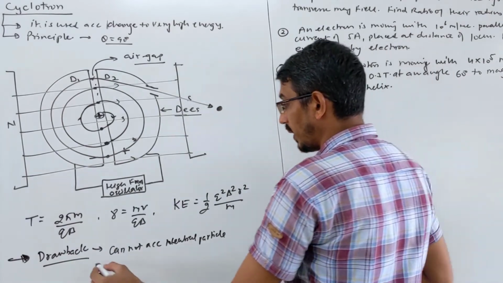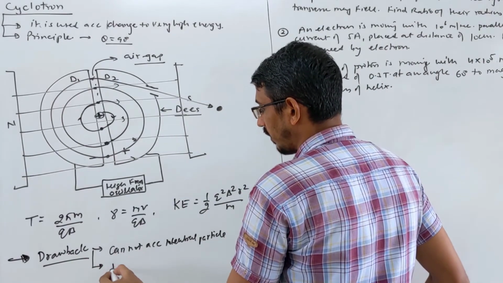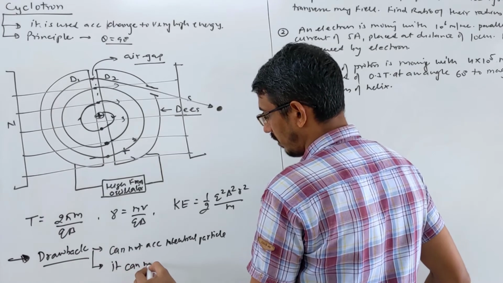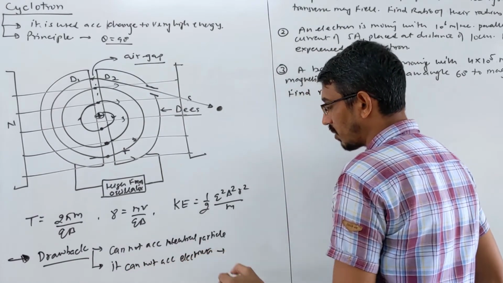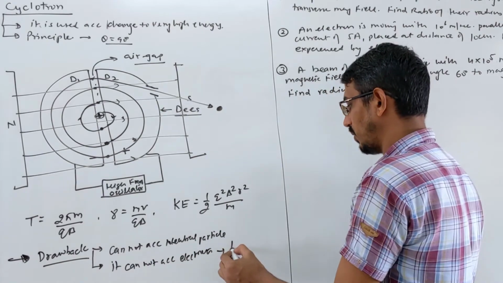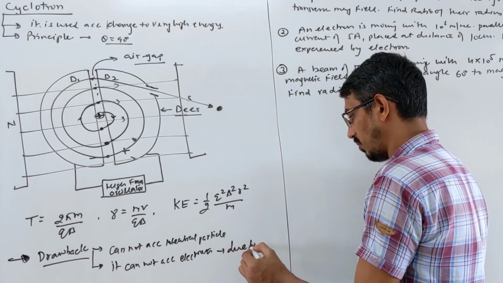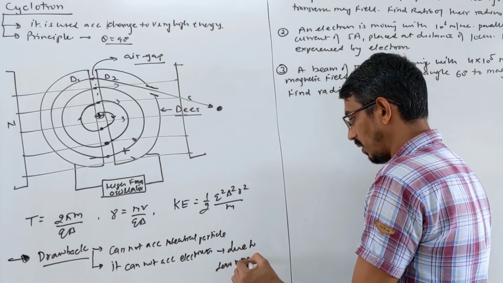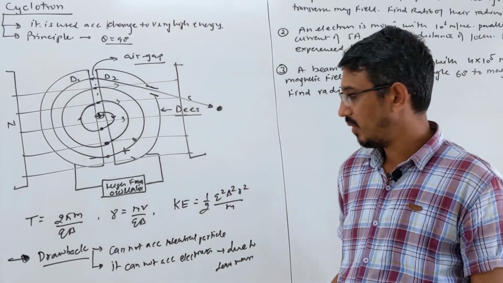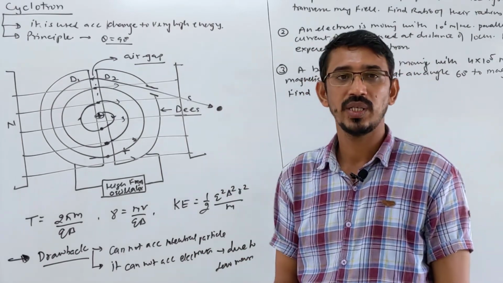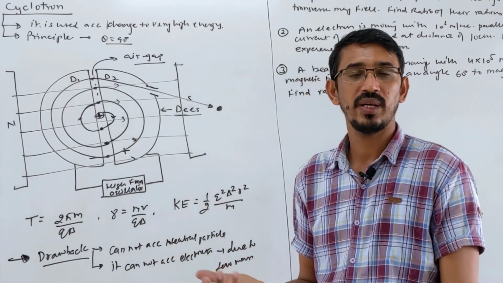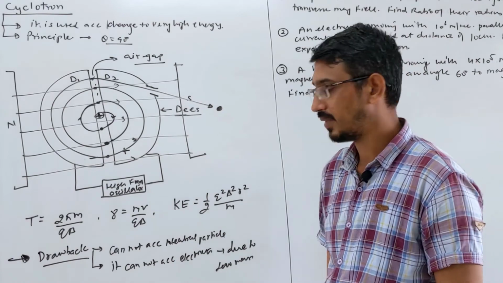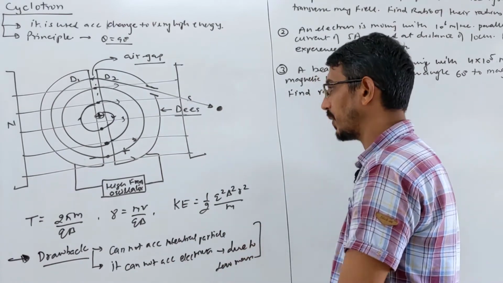Then, it cannot accelerate an electron. Why? Because an electron has very low mass. A low mass particle it cannot accelerate. Electron is charged but very low mass, so it cannot accelerate. High mass particles like proton, alpha particle, deuteron, it can accelerate easily. So these are the two drawbacks we have, okay?